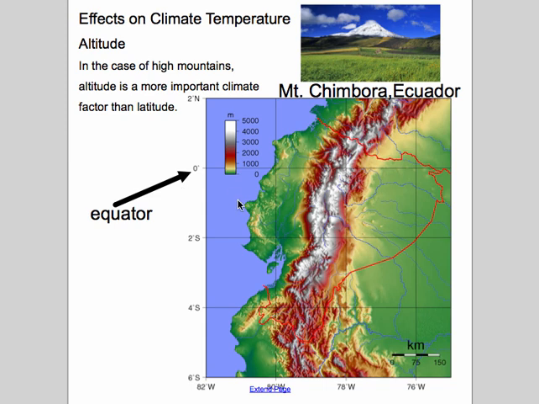However, you go up into what is the northern Andes, and you can get into very different climates the higher you go up. There's actually glaciers on Mount Chimborazo. They're quickly melting, but they've been there for thousands of years. So in case of high mountains, altitude is more important as a climate factor than latitude.